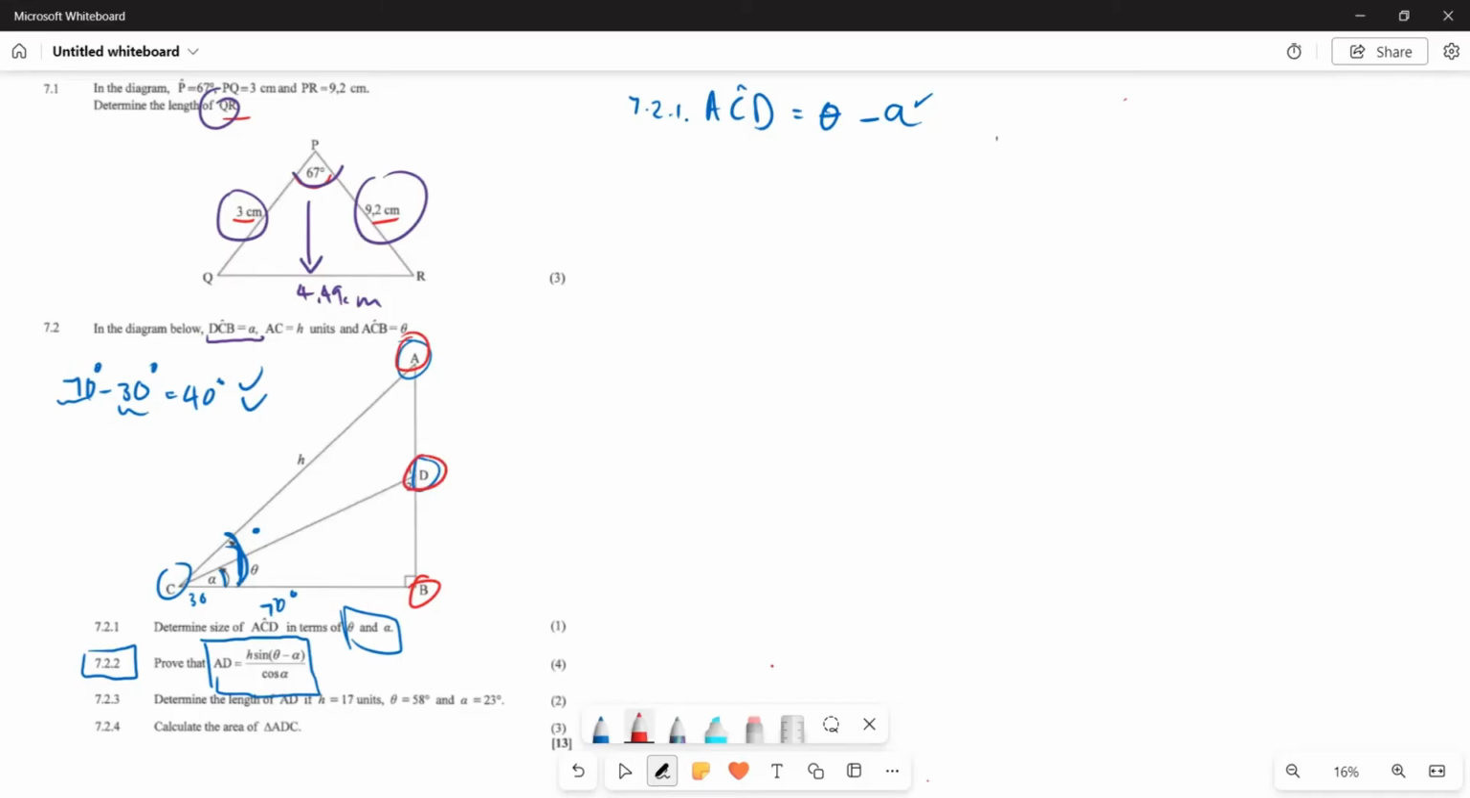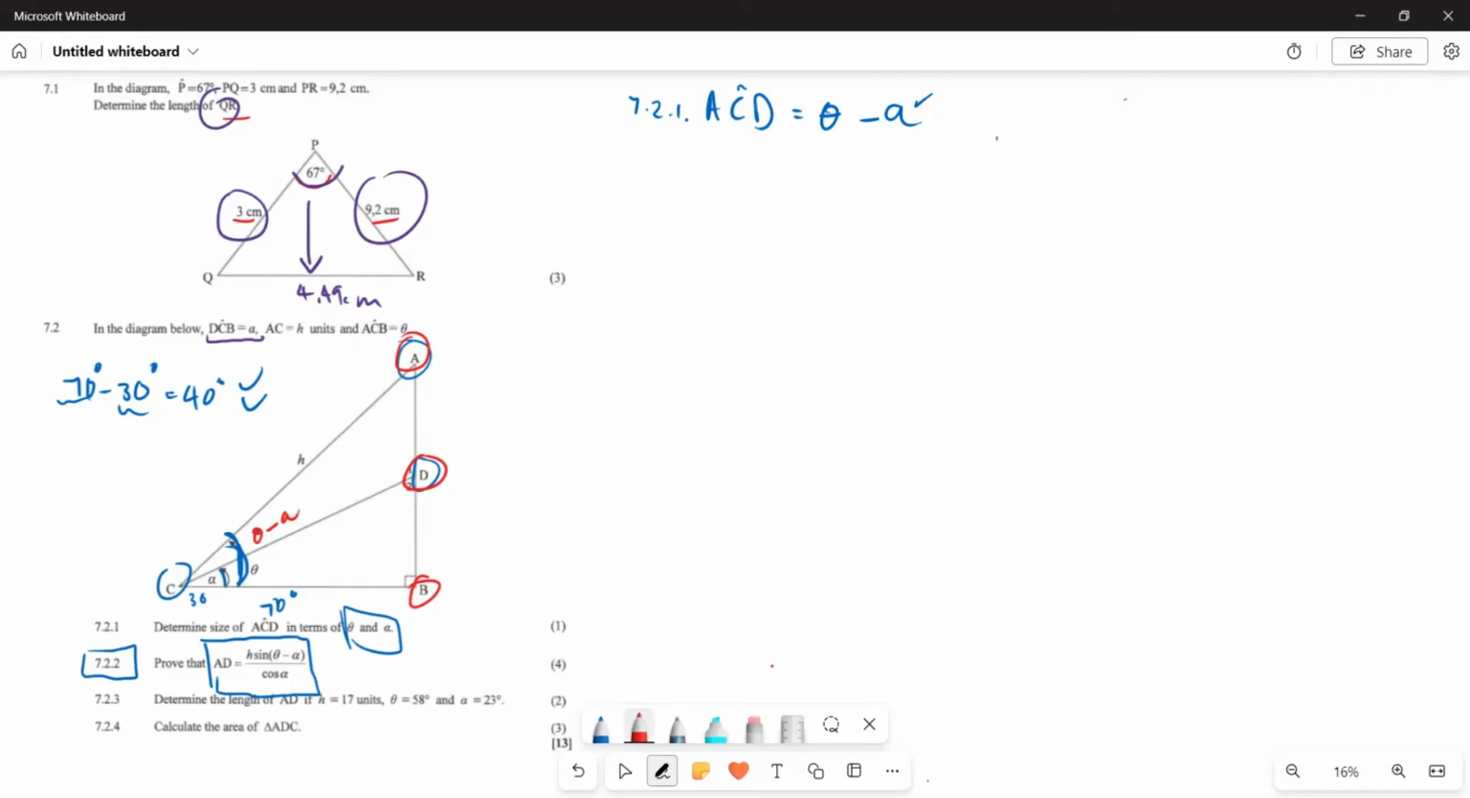Every time whenever I get something, I come and substitute. We already found out that the angle here is theta subtract alpha. That's what we've already found out about your angle ACD. All right? Now, what is it that you are going to do? So now we are going to look for your AD.